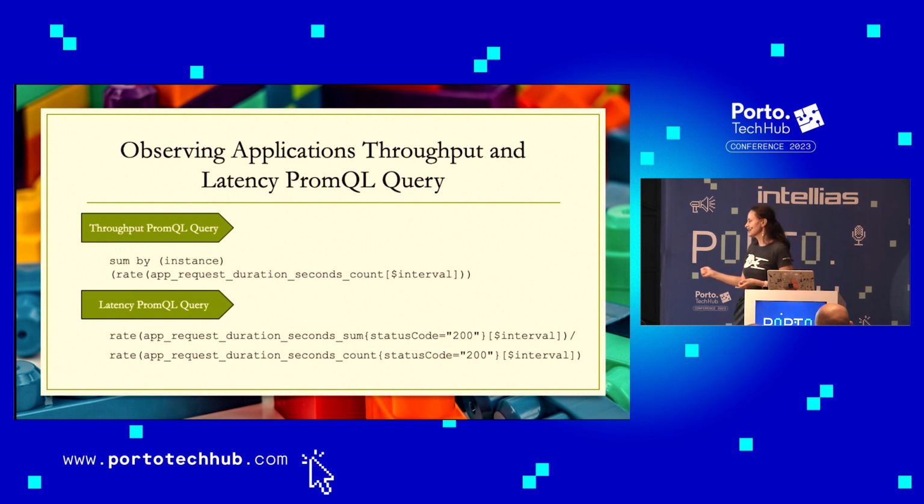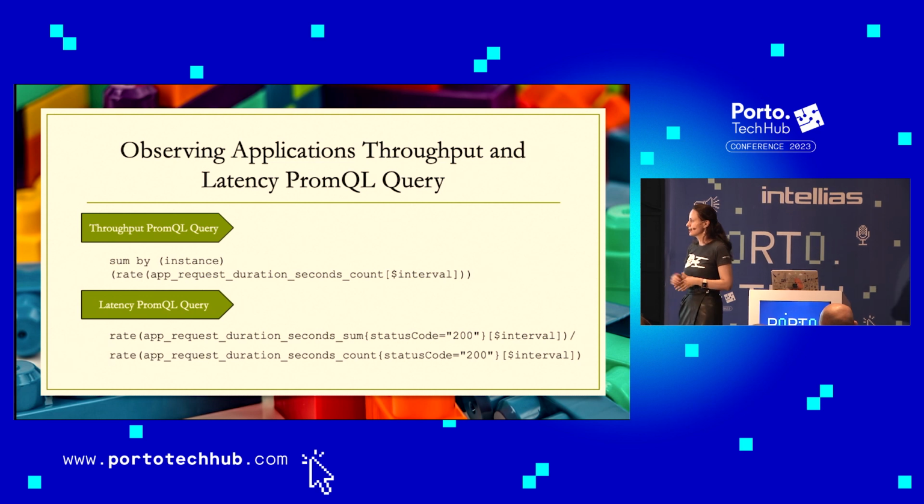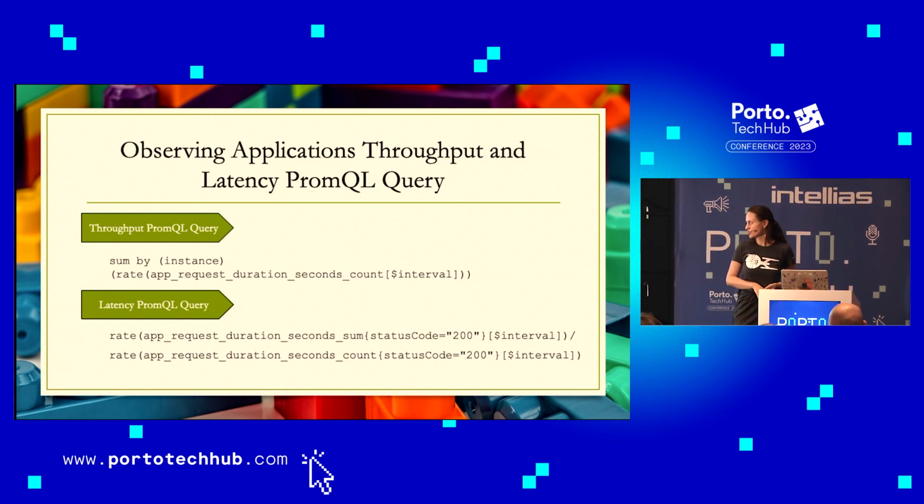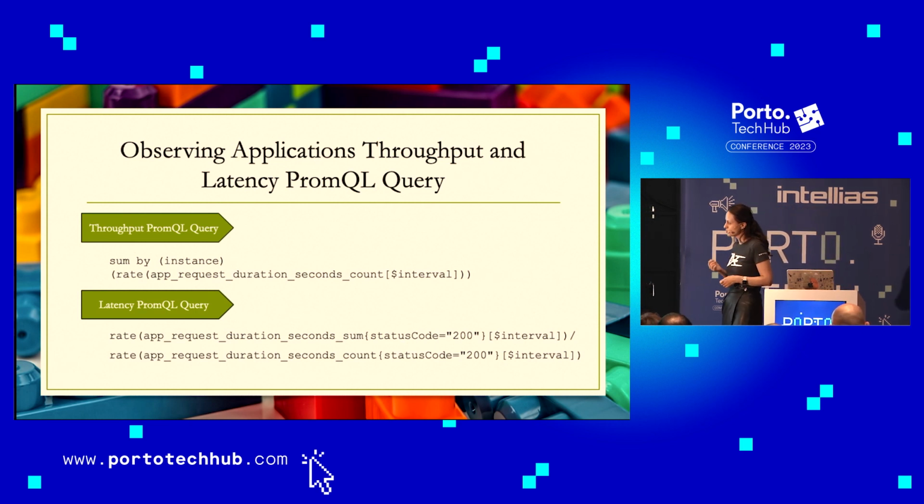Now, for latency, you need the rate's division over the duration seconds sum over the count. All the time, the interval in my case is going to be 2 minutes.